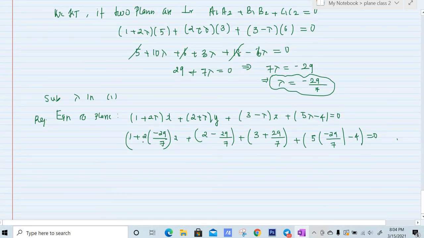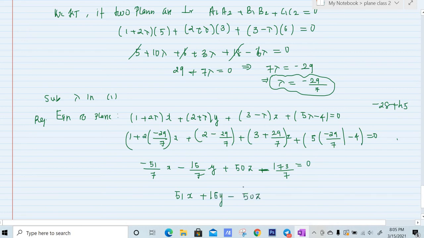Now this will be 7 minus 58, right? So 7 by 7. So 7 minus 58. We will have minus 51 by 7 x. 14 minus 29 will be minus 15 by 7 y. 21 plus 29 will be plus 50 z. Plus this will be minus 28 and this will be minus 29 into 5. So 145, right? Adding this, you will have minus 173 by 7. Now if you take LCM 7, if I take 1 by 7 common, if you bring it to this side, 7 will vanish, and if you multiply with minus, you will have 51x, 15y, minus 50z, plus 173 is equal to 0 is the required equation.